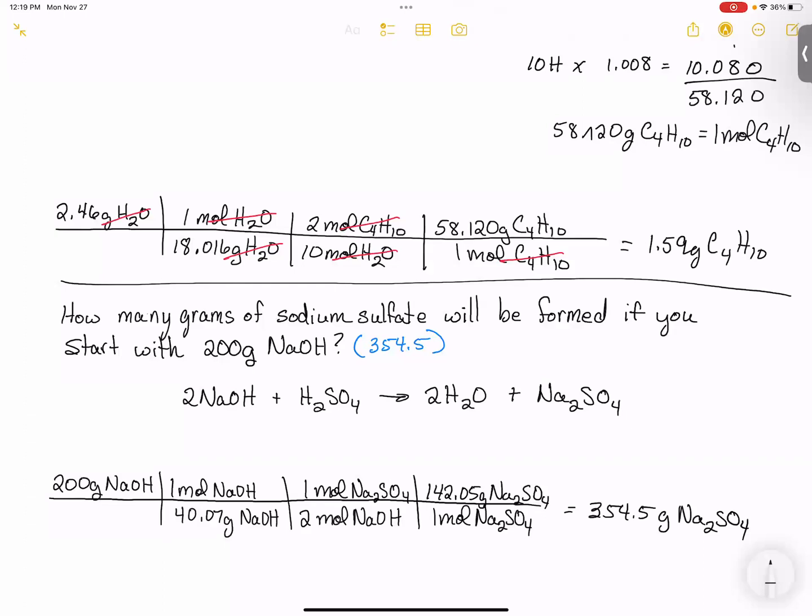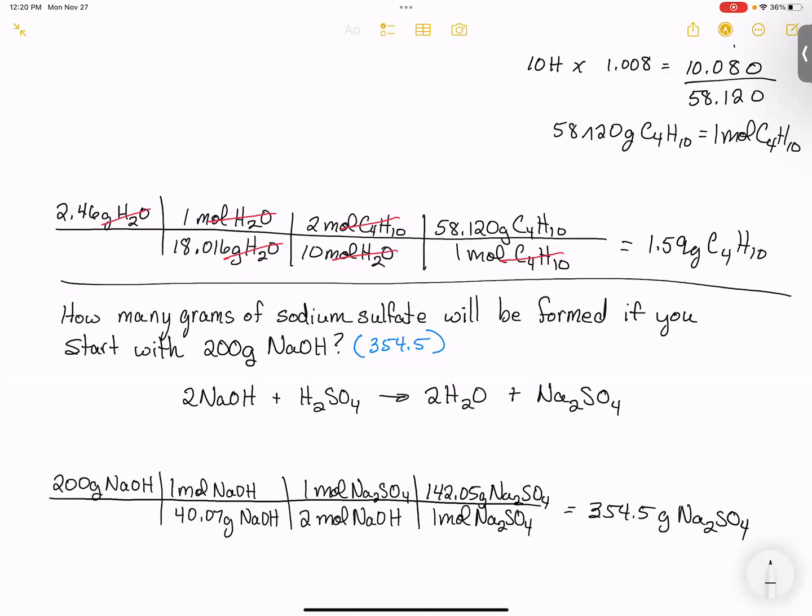You then set up your problem starting with the 200 grams of sodium hydroxide. The first conversion factor had to have grams of sodium hydroxide in it. So we used the molar mass of sodium hydroxide. The gram piece went into the denominator so that the unit and the substance would cancel out on the previous piece, leaving you moles of sodium hydroxide at that point.